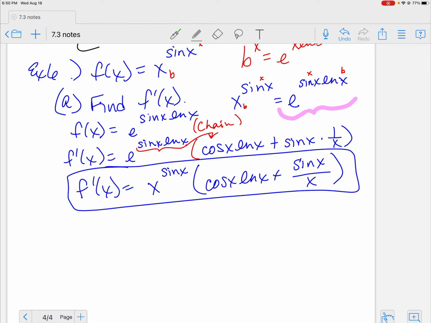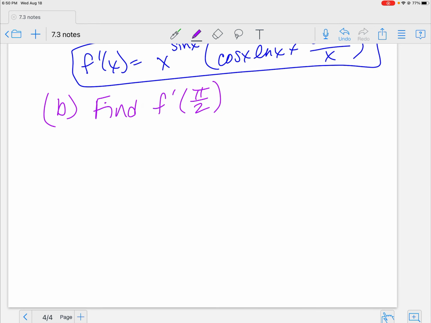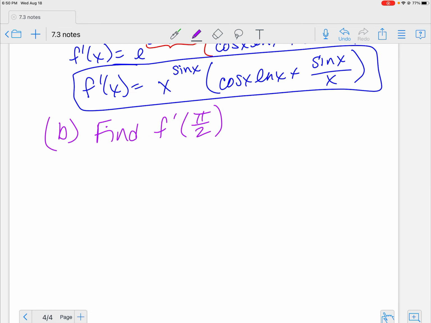All right? Let me change colors here. Part B says, all right, that's cool. Once we know the derivative, now I want to find f prime of pi over 2. So I'm going to take what my derivative is. So let me scoot it up. I'm going to take my derivative here. Oh, good, plenty of room.